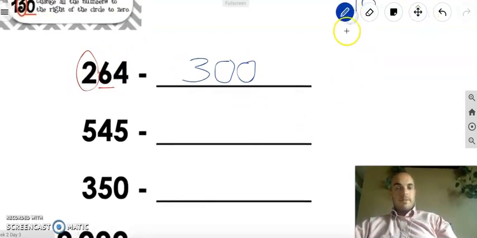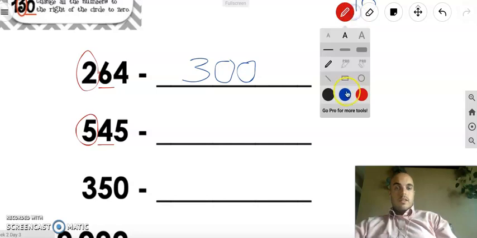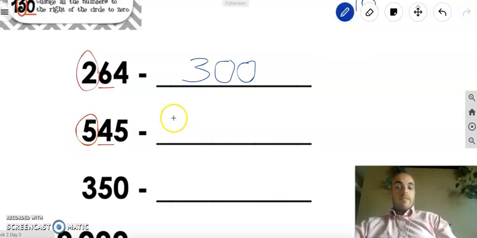Next number I have here is 545. I'm going to round that to the hundreds place as well. I'm going to start with my hundreds place, circle it, look next door. Great. So is 4 4 or less or 5 or more? It's 4 or less. So my 5 I let rest. It stays a 5. I have 2 numbers after it, so I have 2 zeros.